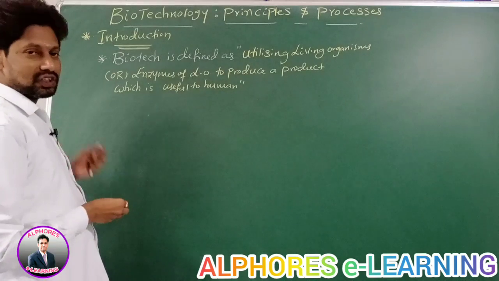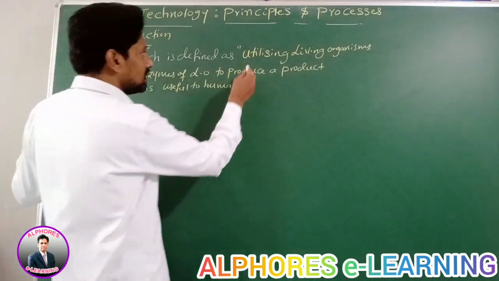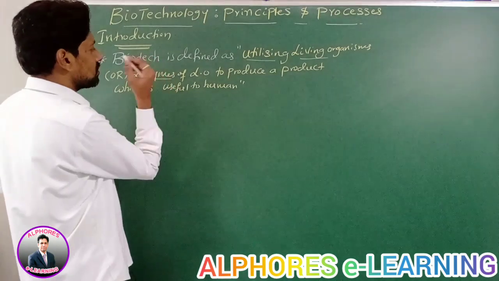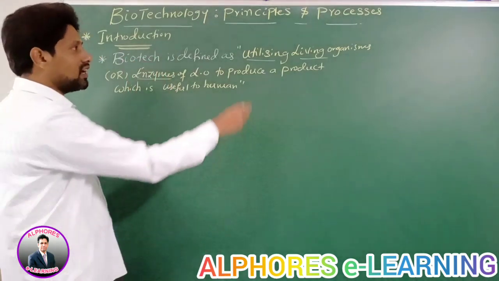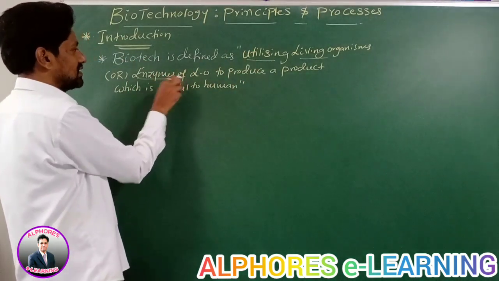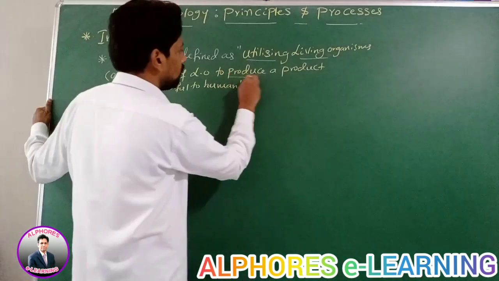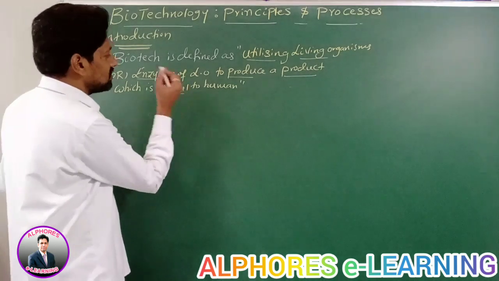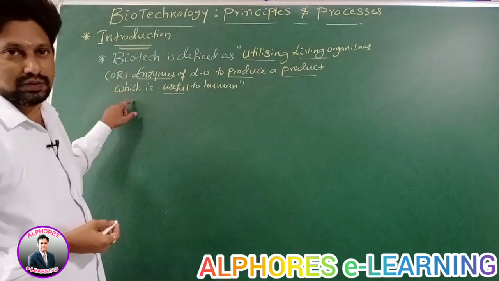See this definition, sir. What are we using? We are utilizing living organisms or enzymes of living organisms. Why are we utilizing them? To produce a product. Which product? The product which is useful to human beings.